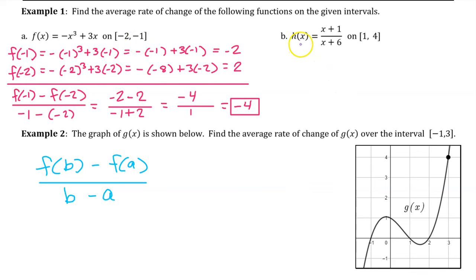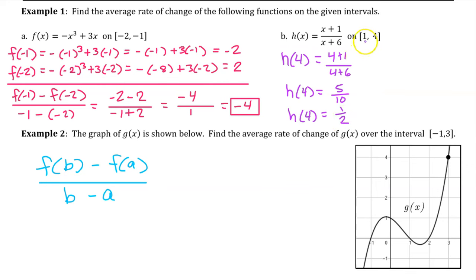To find the average rate of change of h of x on the closed interval from 1 to 4, we begin by finding h at 4. So that will be 4 plus 1 over 4 plus 6. So h at 4 is 5 over 10. So h at 4 is 1/2.